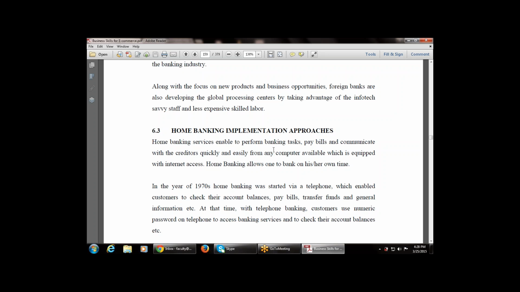To perform banking tasks, pay the bills, and communicate with the creditors quickly and easily from any computer equipped with internet access. That is, any consumer can pay the bills, make purchases, make transactions, and communicate with creditors quickly from any computer that is equipped with internet access.